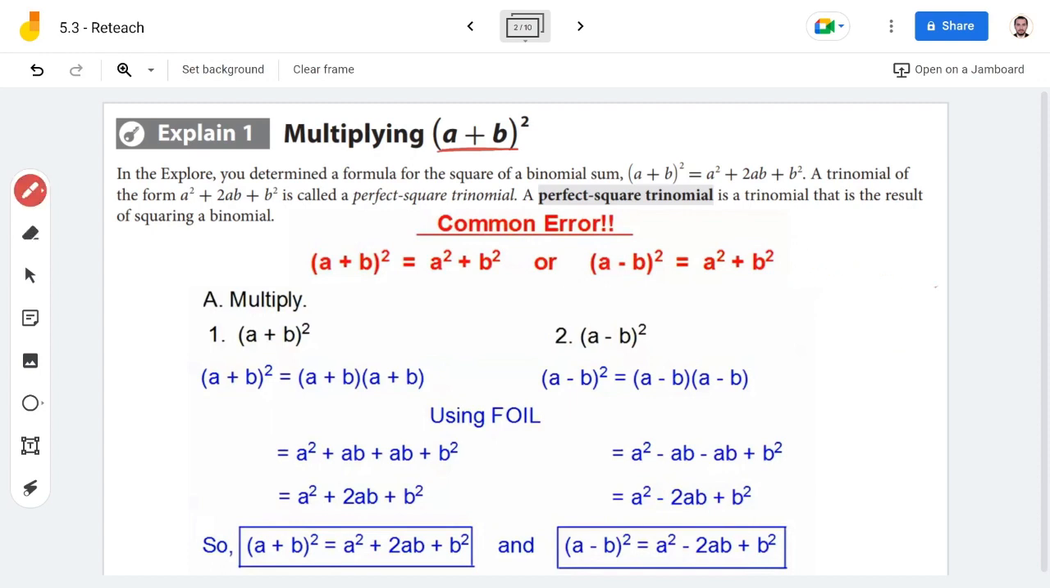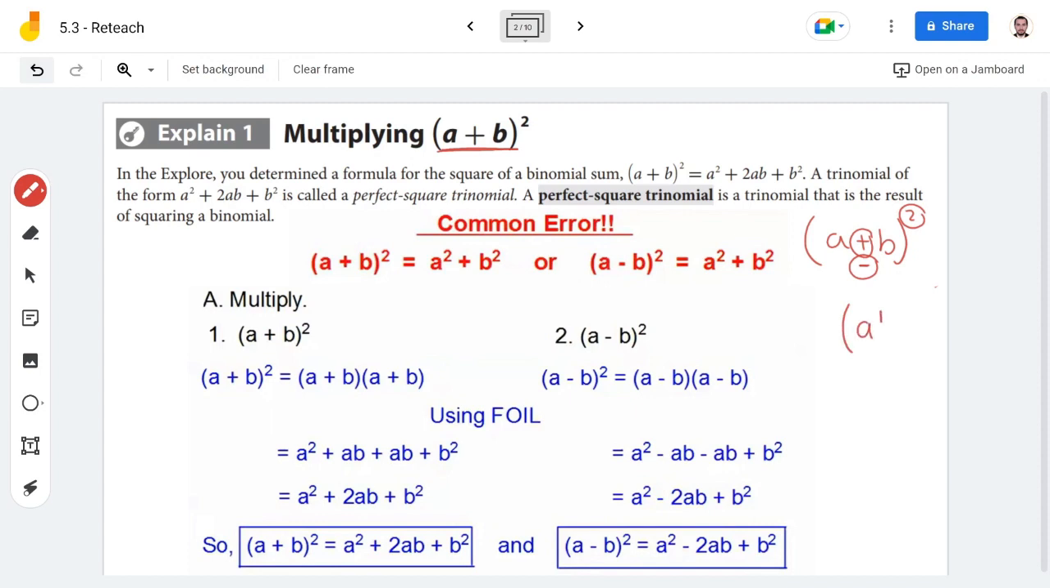Let me re-explain. If we have (a + b) to the power of 2, you can't distribute the power. This is wrong. If we have a plus or minus inside the bracket, you can't distribute the powers.